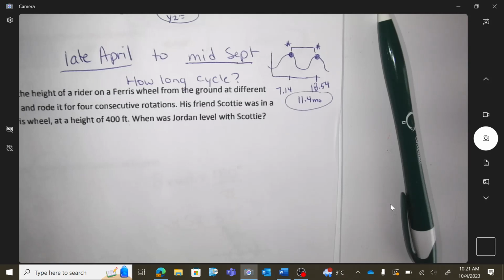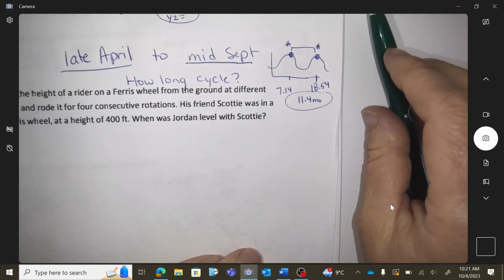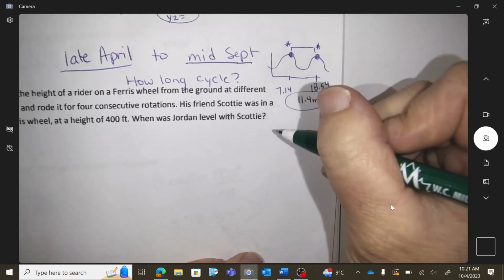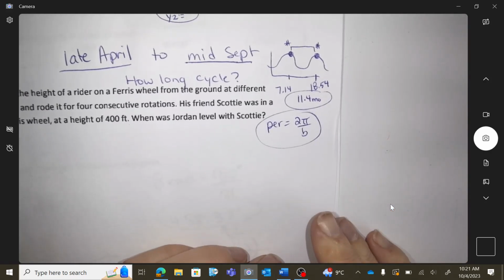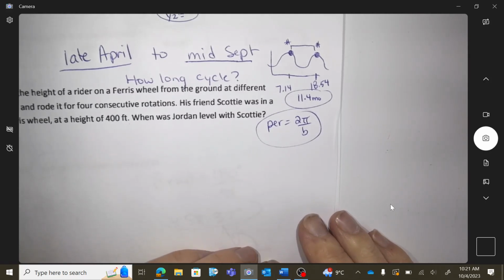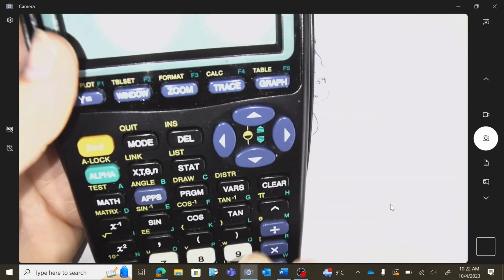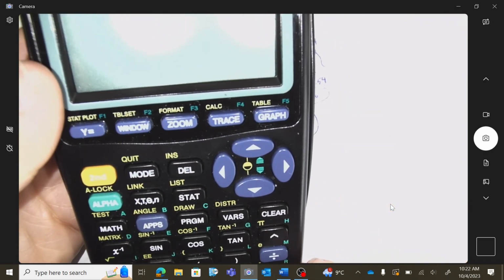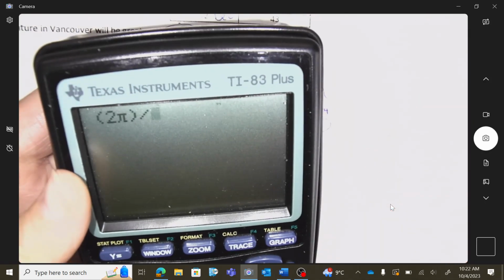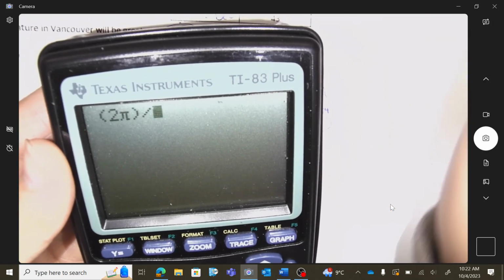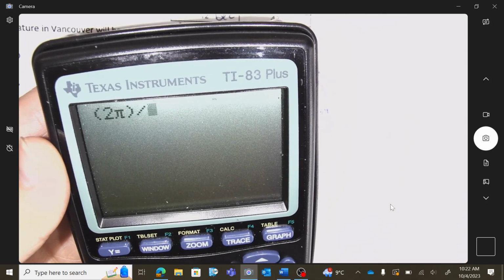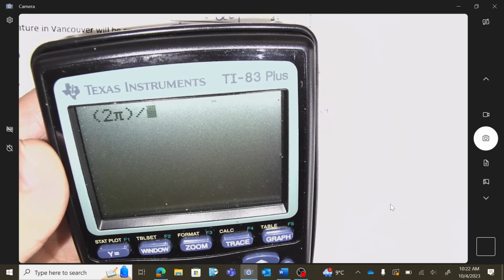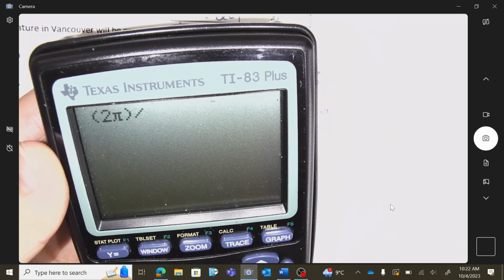Okay, I'm going to show you a different way, which is going to be faster. You ready? I know this little formula. Does anybody remember it? 2 pi over b is the formula for a period of time. So here's what I'm going to do. 2 pi divided by, I'm just typing it in my calculator, 2 pi divided by, how do I get my calculator to insert the b? Do you remember how to do that feature?